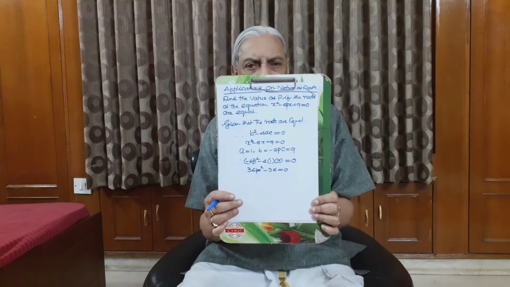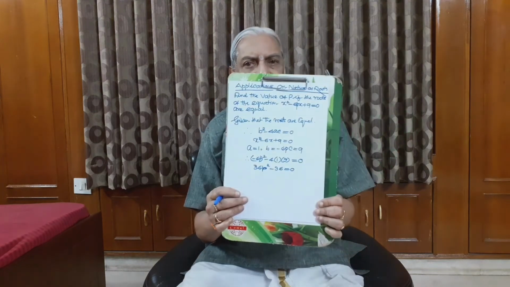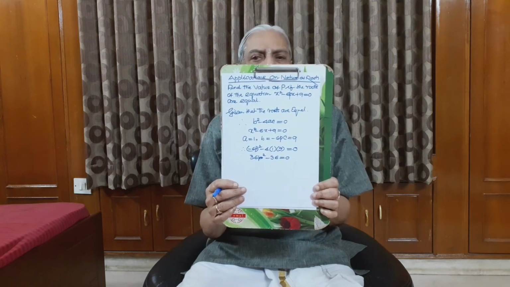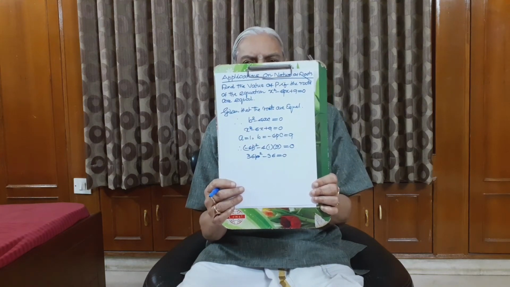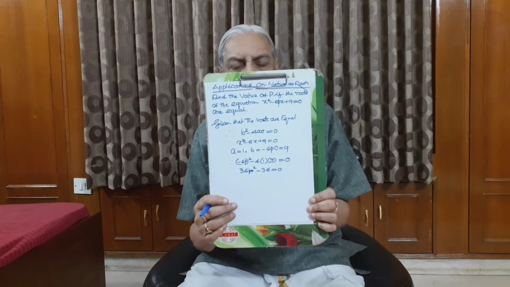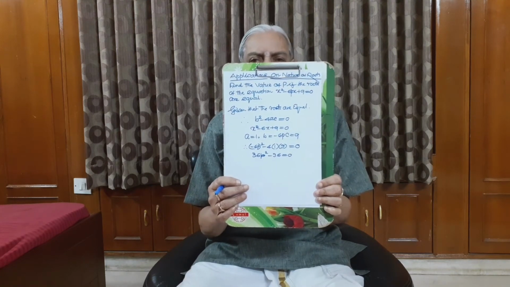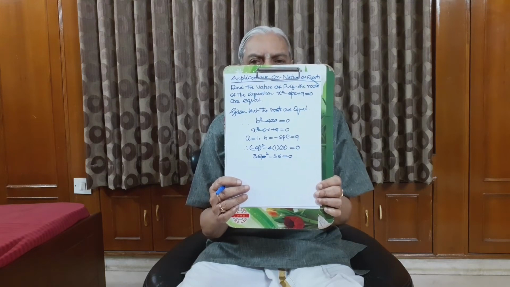Please concentrate. Look properly. Find the value of p if the roots of the equation x squared minus 6x plus 9, I had given without p. Where is p? Therefore x square minus 6px plus 9 equals 0. That's the correction that you have to take. Then I can find the value of x. What is the first step? Given that the roots are equal, therefore b square minus 4ac equals 0.